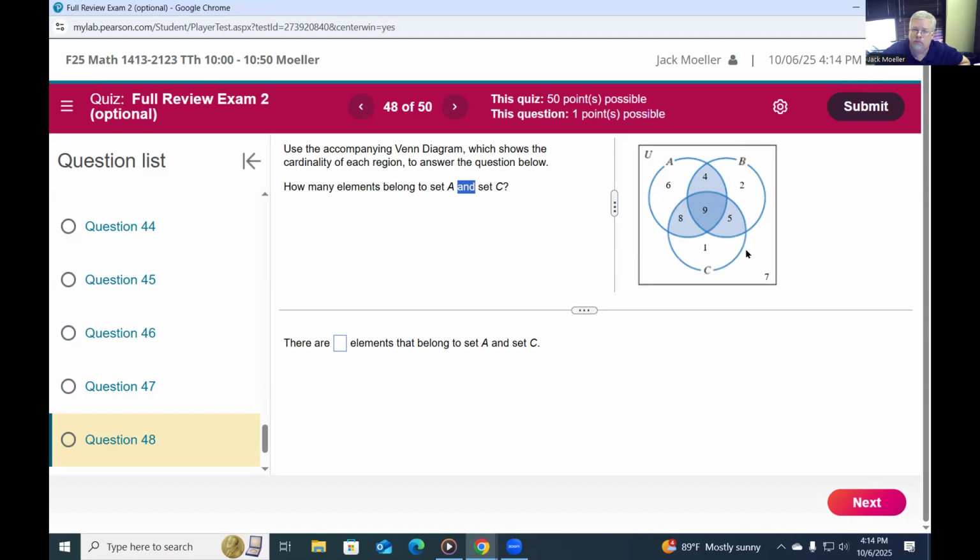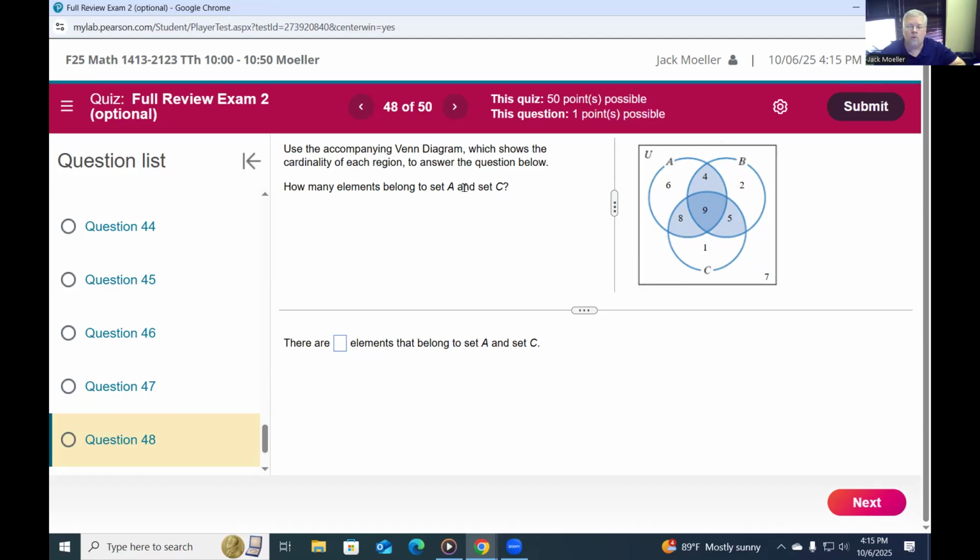So again, we're not talking about B, so ignore that circle. So the intersection of A and C is those two middle regions. So it'd be 8 plus 9. So there are 17 elements that belong to A and C. 8 of them only belong to A and C. 9 of them also belong to B. But notice it said nothing about B, so we don't care about that circle. So it's both of those regions.